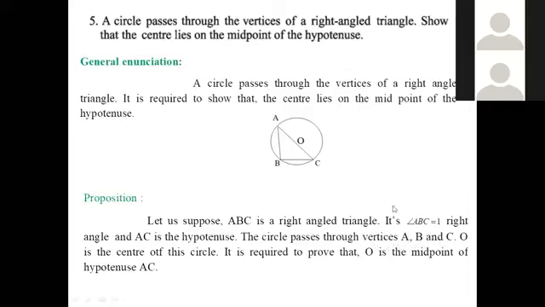Passes through all 3 vertices A, B and C, and O is the center of this circle. It is required to prove that O is the midpoint of this hypotenuse AC.